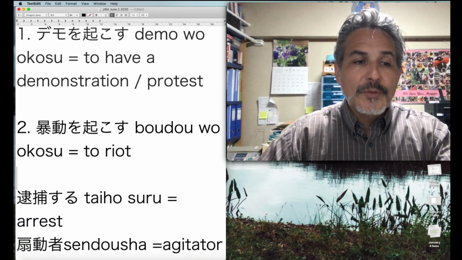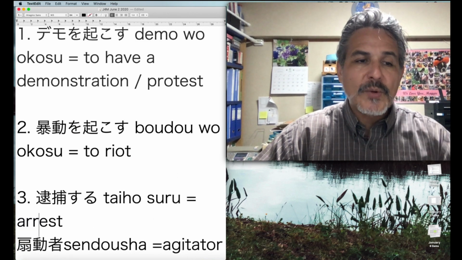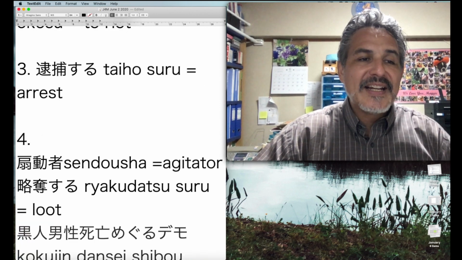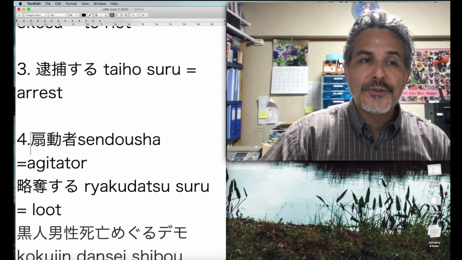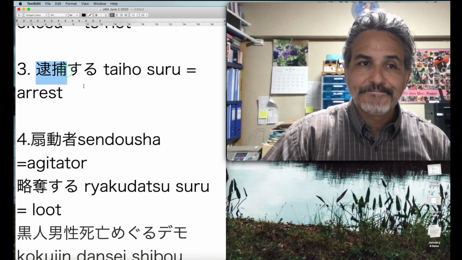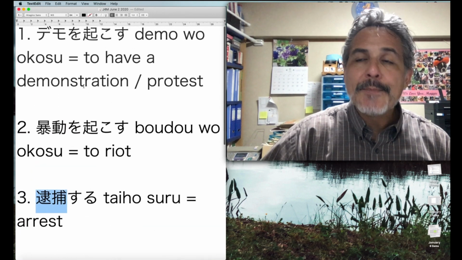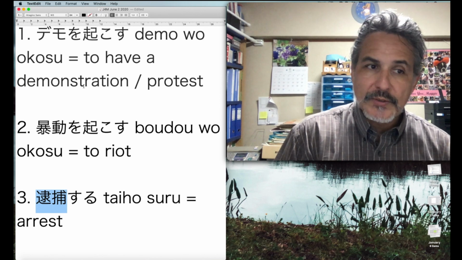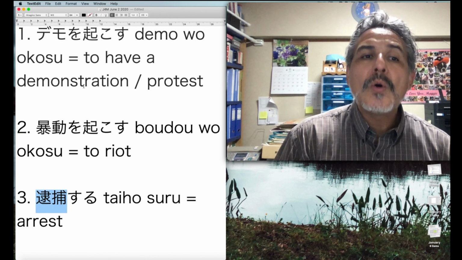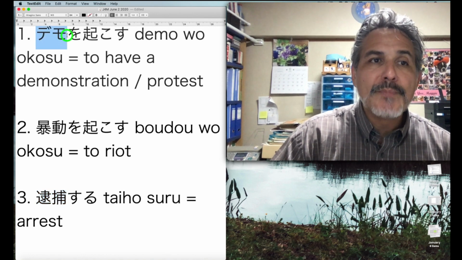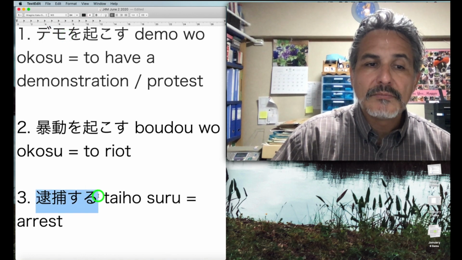Number 3 is a super basic one, which everyone should know. I like saying the word super, people tell me. And that word is taiho suru. Taiho suru. Let's go again. Demoを起こす. 暴動を起こす. Taiho suru.